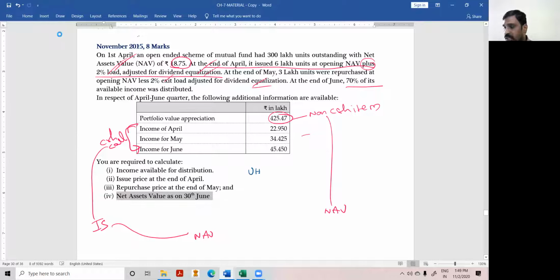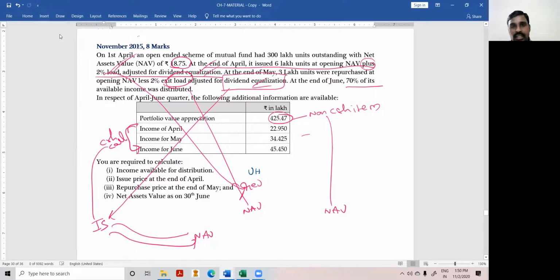Okay. So this is the cash receipt. We have taken it to the income statement and ultimately to the NAV. So it is a non-cash item directed to the NAV. So this exit load is directed to the NAV because it is a revenue receipt. Entry load is also directed to the NAV because it is a revenue receipt. Dividend equalization is a revenue item. It is routed through income statement and indirectly routed through NAV.